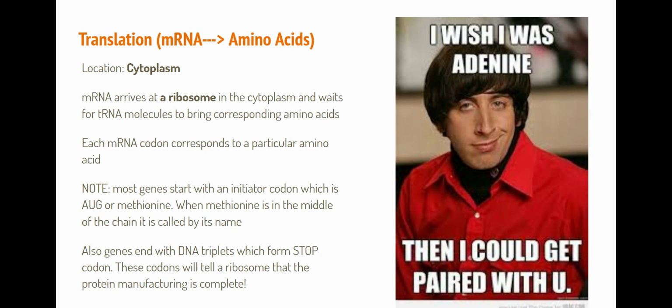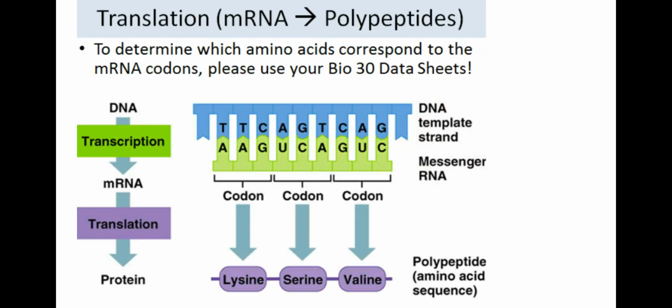Same with a bunch of triplets that end the sequence. There's UGA, UAG. They are called stop codons. Essentially their job is to make sure that the ribosome knows to stop manufacturing the proteins. So translation, mRNA to our polypeptides, is all determined by which amino acids are brought to the mRNA.